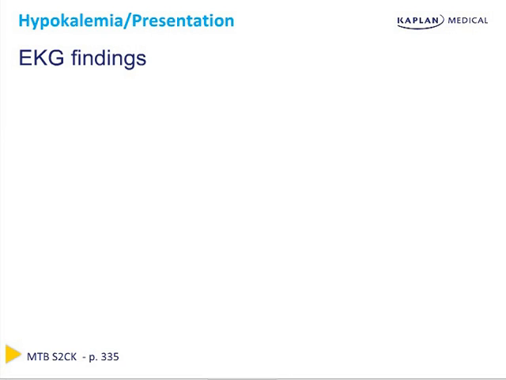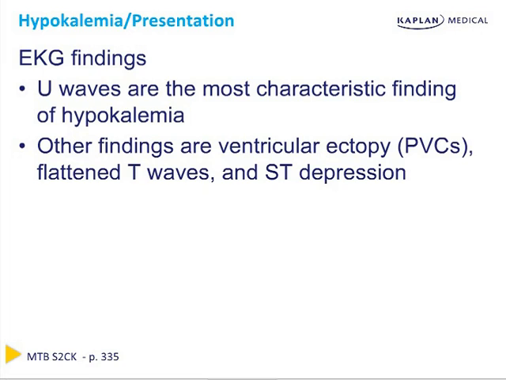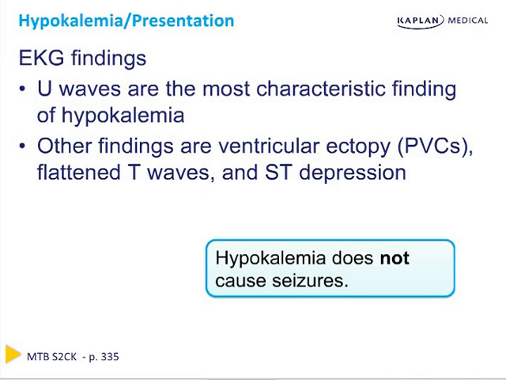Hypokalemia is also associated with characteristic EKG findings. These include the famous U waves that are the most pathognomonic finding for hypokalemia, but other associated findings include ventricular ectopy, manifest as PVCs or premature ventricular contractions, flattened T waves, and ST depression, which can be confused with ischemia. Again, problems with potassium do not cause neurologic effects, so even very, very low serum potassium levels will not result in seizures.